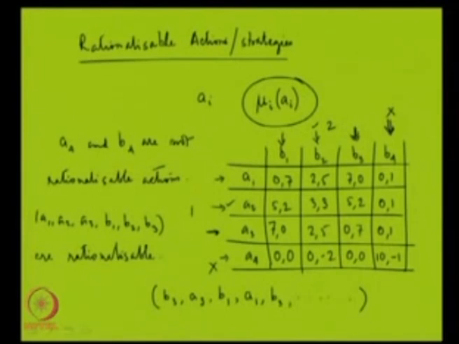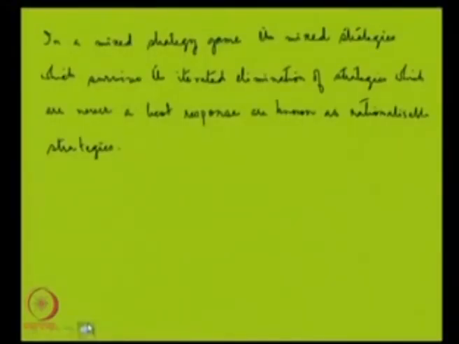They are never actions which are not best responses. Therefore, these A1, A2, A3 and B1, B2, B3 are called rationalizable actions or strategies. Remember, any action can also be a strategy, because in that strategy any particular action is being played with probability 1. So this is some discussion about rationalizable actions and rationalizable strategies.